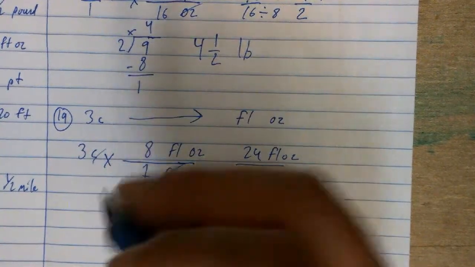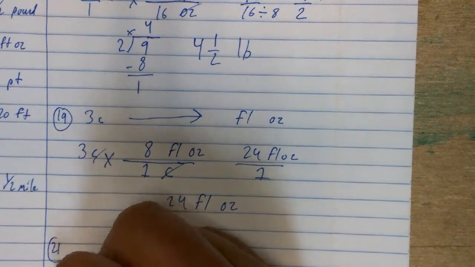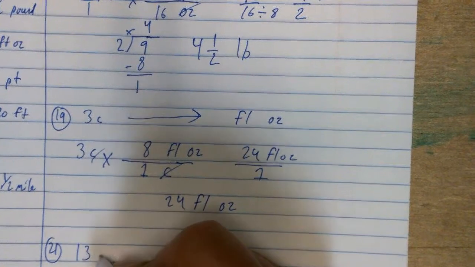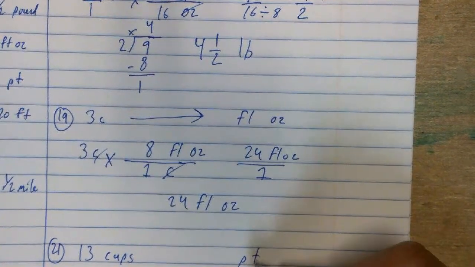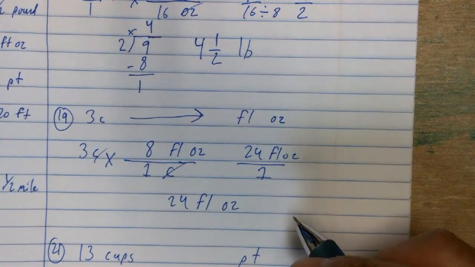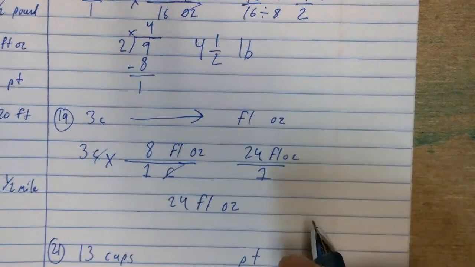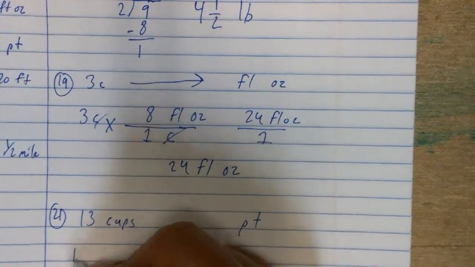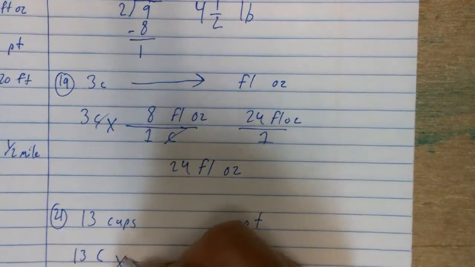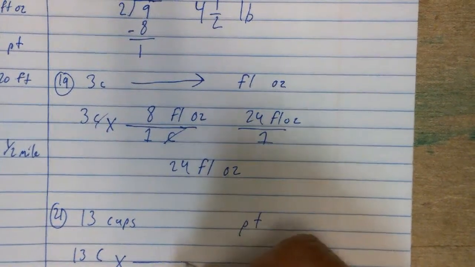13 cups to pints. Okay, we're going from a smaller unit to a larger unit, so the answer will be smaller than 13 cups. All right, 13C is the same as, well, let's take care of this first.